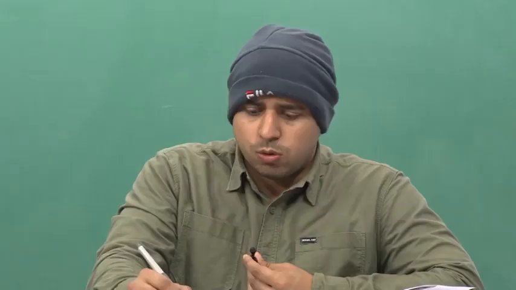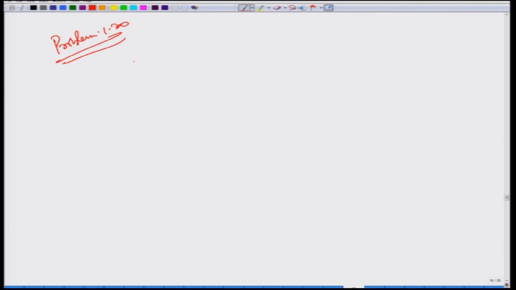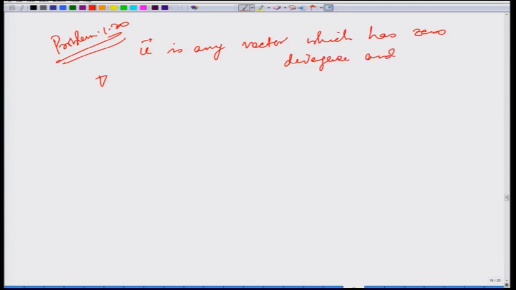So we are left with problem 1.20 actually. Problem 1.20 says to find a vector that is divergenceless and also curlless. So we are supposed to find any vector. Let us say U is any vector which has 0 divergence and 0 curl. So the condition is that the divergence of U should be 0 and the curl of U should be 0. It's a very easy question.